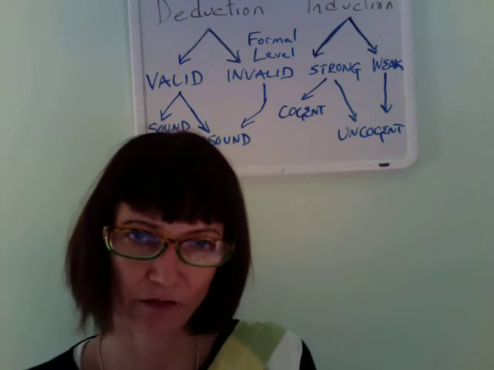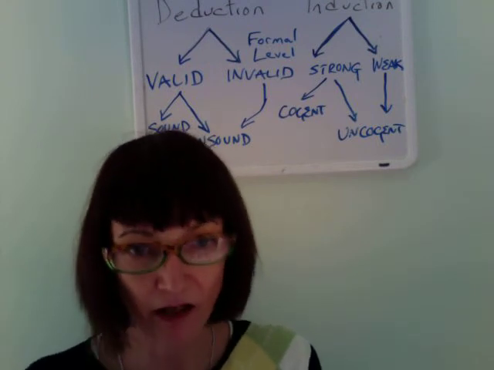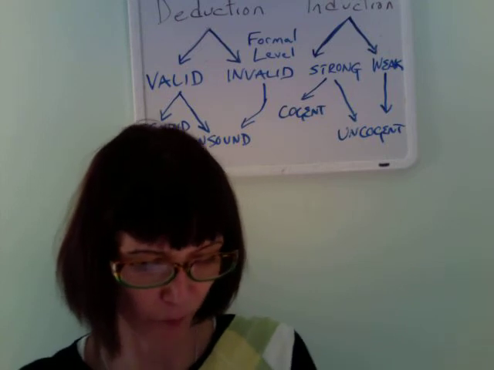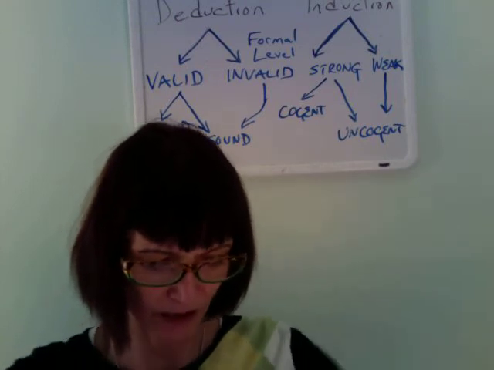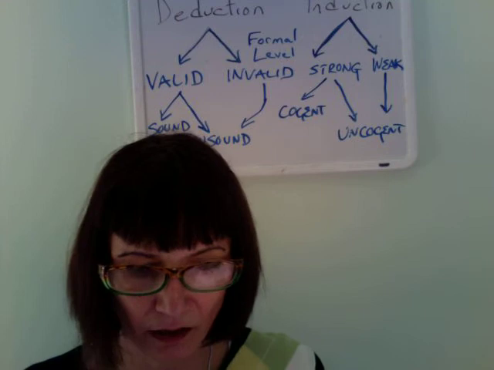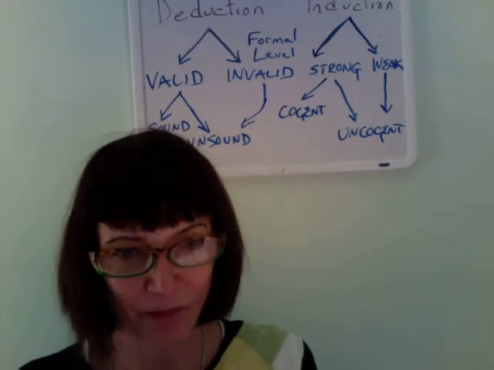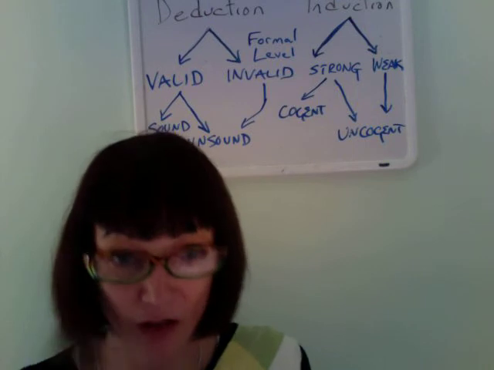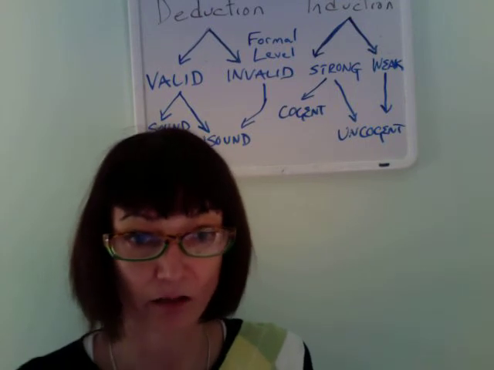Deductive arguments are evaluated as either valid or invalid on the formal level. So when we look at a form, for example, if the TV is turned on, it is playing. Well, it is playing, therefore it is turned on. Now, does that work or not? Is that a good argument or is that a bad argument?